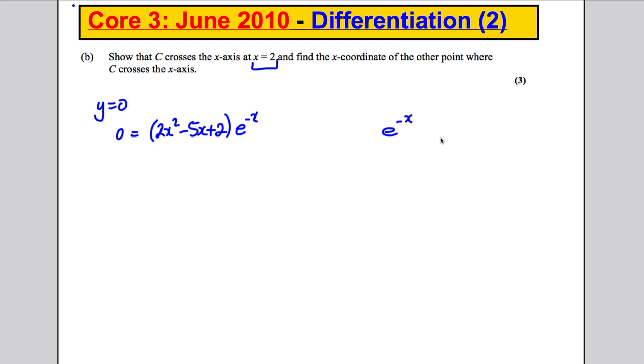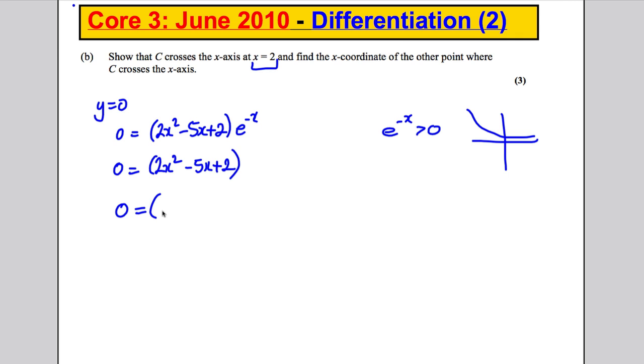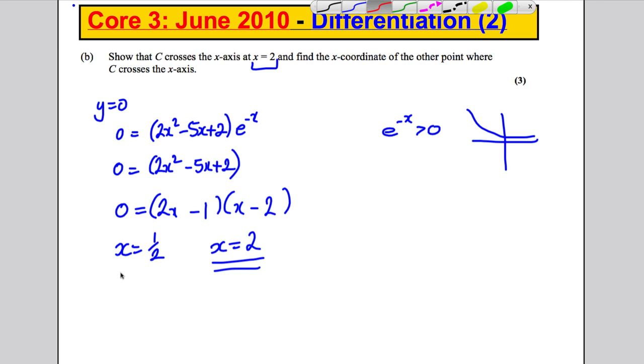Now e to the negative x is always bigger than 0, because remember what that graph looks like. It looks something like this. It never equals 0, so you can divide both sides by it and get that 0 equals 2x squared negative 5x plus 2. Now how does this factorise? Well, it must factorise as (2x ...)(x ...), and it must be negative 2 and negative 1. Therefore x is equal to a half, or x is equal to 2. We knew that x is 2 is one of the solutions. The other one is therefore x is equal to a half. Underline that to show you've got the right answer.